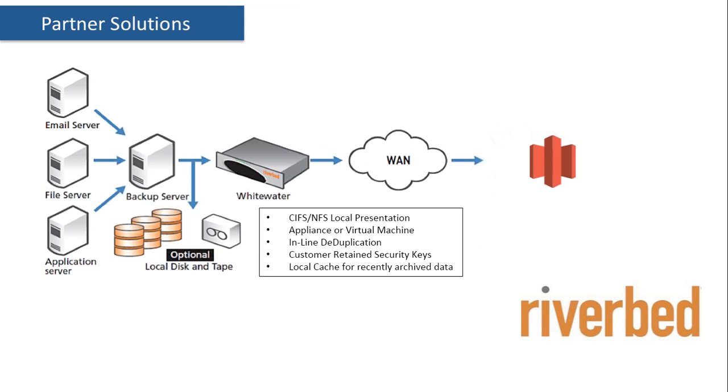They also have a local cache for recently archived data. Whilst the backup server will write to the Whitewater, that cache will immediately get copied up to Glacier. The cache is still available if an immediate restore or retrieval is needed, and you're able to juggle the size of that cache depending on how much you want to get LAN-speed access back from your archives. We think the Riverbed Whitewater is one of the premier ways of loading data into Glacier.